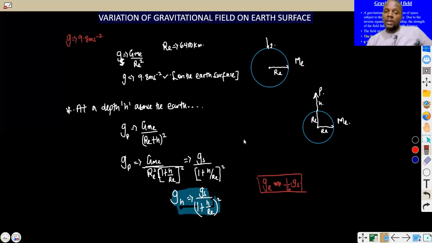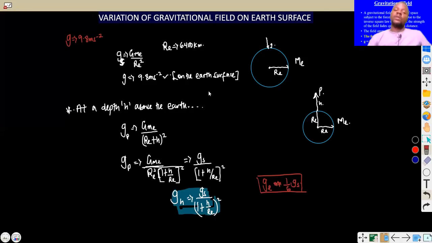So whatever might be the case, always keep it at the back of your mind. The relationship is still, the strength is always inversely proportional to the square of the distance of separation. So by and large, what I've talked about so far, so good.